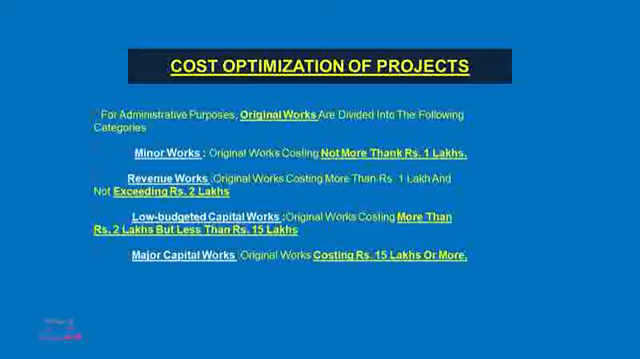First is minor work, that is called original work costing not more than 1 lakh. Second is revenue work, original works costing more than 1 lakh and not exceeding Rs 2 lakhs. Then comes low budget capital works, original works costing more than 2 lakhs but less than 15 lakhs. And major capital works, original works costing 15 lakhs and more.